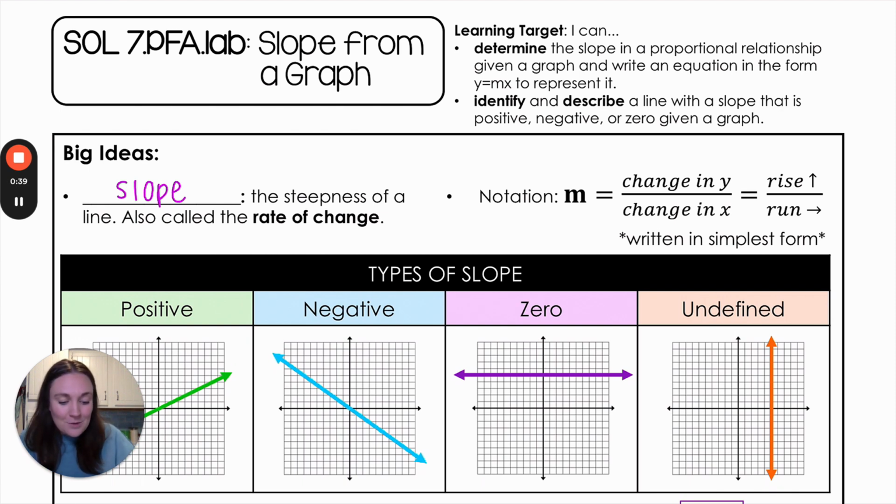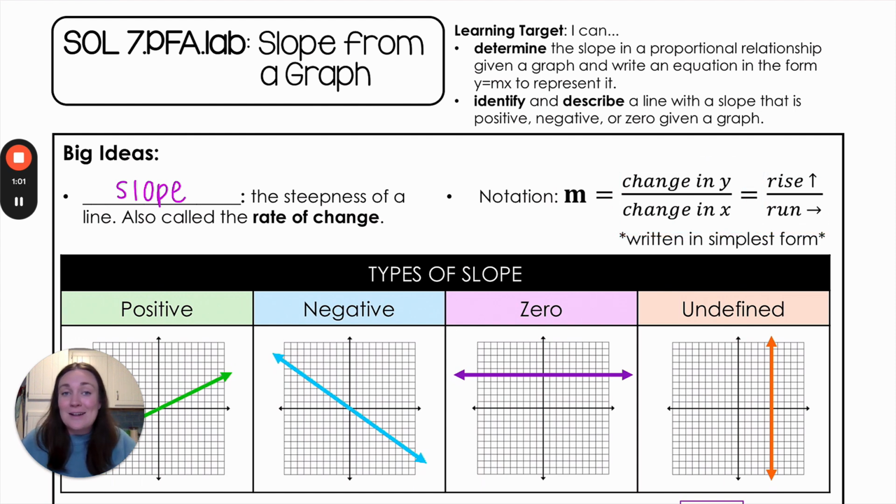Now, when we're talking about slope, we are always going to refer to this variable m. I don't know why they chose m, but m is going to represent our slope every single time. There's a bunch of different ways to calculate this, a bunch of different ways to represent our slope, but again, it's always going to be our change in y over change in x, and we're going to refer to this as rise over run a lot.